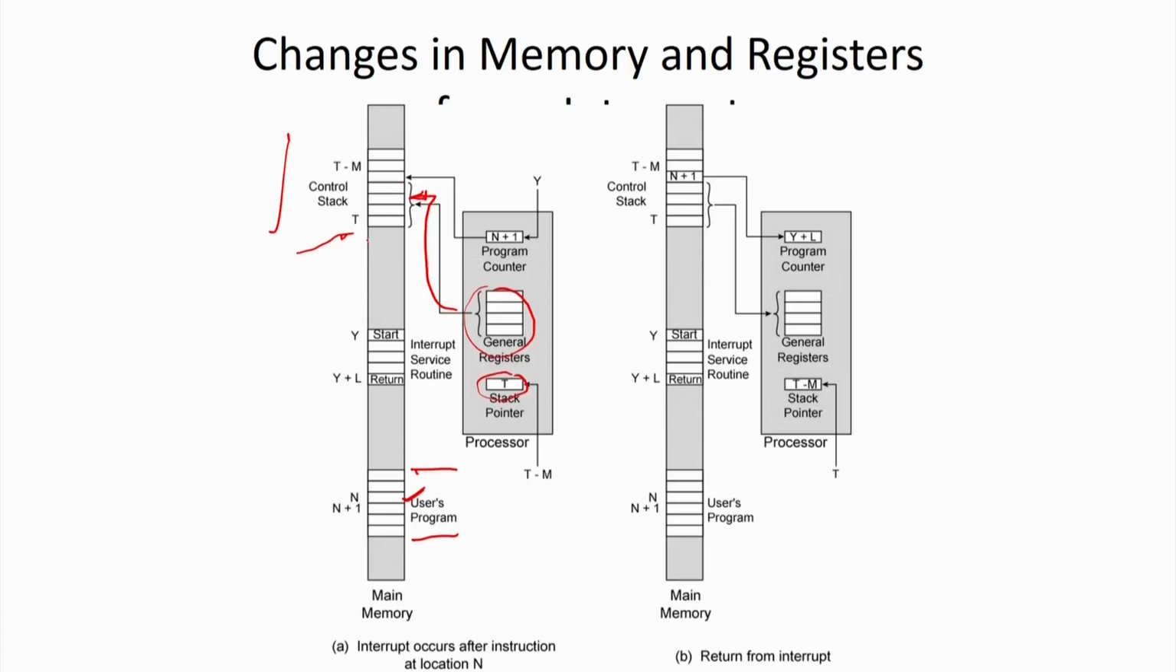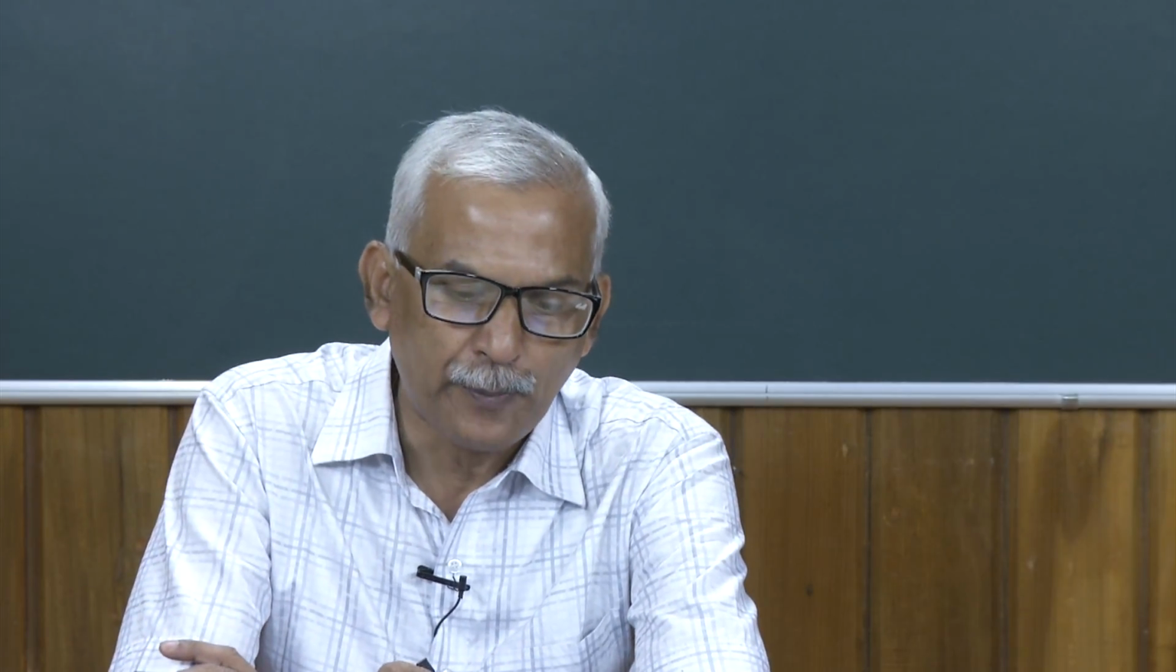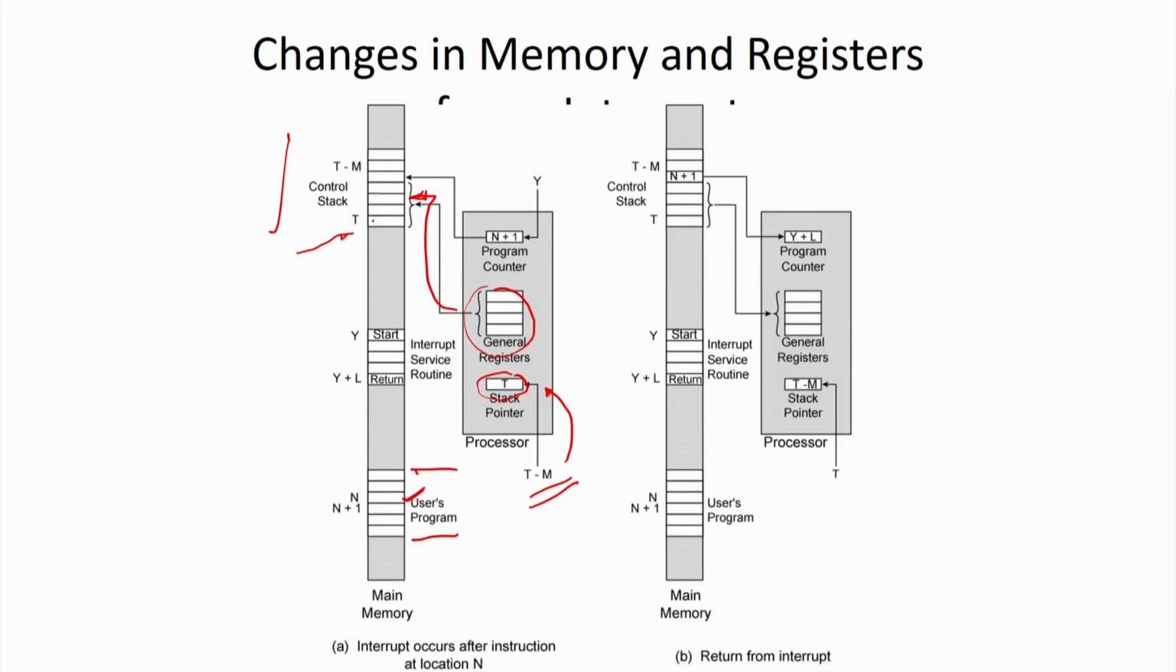Now, you see that the stack was at t and we are putting some information on it, so the top of the stack becomes the address t minus m. This t minus m is put into the stack pointer, because after completion of the service routine, we have to pop from this point t minus m back to t. Once we put these things, now this is the interrupt service routine. It starts from y and goes to y plus l. So, the program counter will be loaded with this address y. Now we are set.